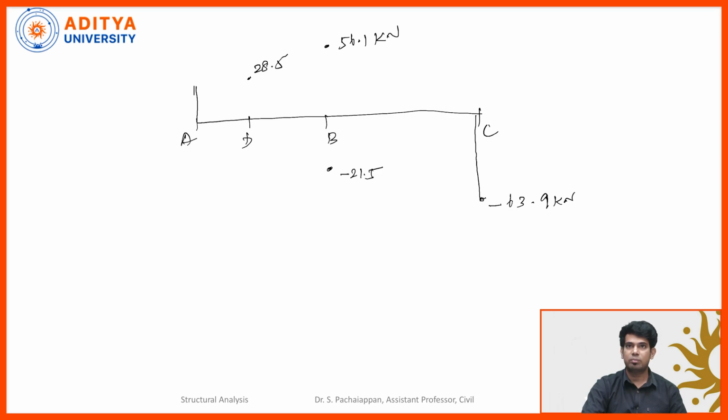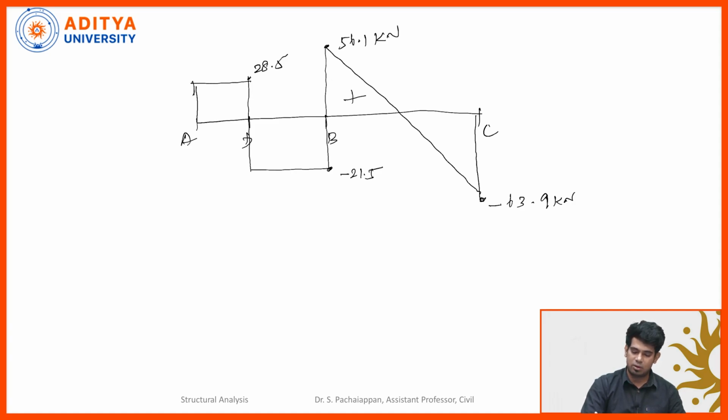This is coming down from C, and from point B to C we have a UDL, so you need to connect it by a straight line like this, and then all the way it is coming down. From point B to D we don't have any loads, so this line has to go horizontally, and connecting like this. This is positive, positive, negative, negative. So this is your shear force diagram.